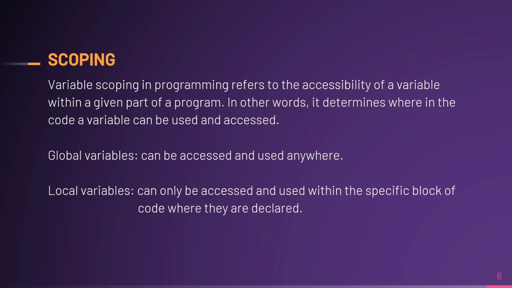A variable with global scope is one that can be accessed and used anywhere in the program. A variable with local scope, on the other hand, is one that can only be accessed and used within a specific block of code, such as a function or loop.